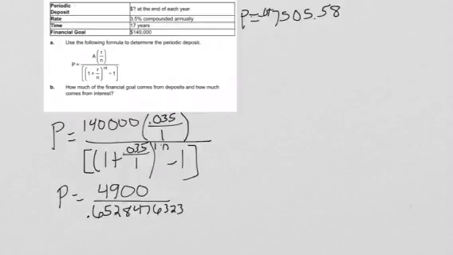Alright, and so to make sure we reach our goal, I'm going to take this P value and round it up to the nearest dollar. So I'm going to say $7,506 is what needs to be deposited at the end of each year. Okay, so that's my P.